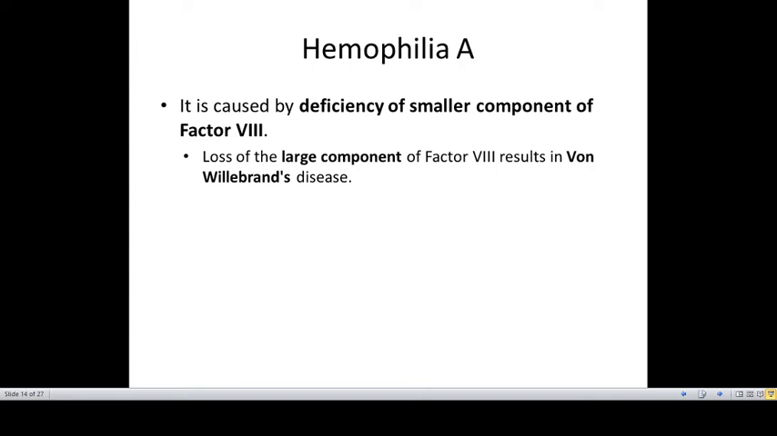Hemophilia A is caused by deficiency of the smaller component of factor VIII. Loss of the large component of factor VIII results in von Willebrand's disease, which is a slightly different disease.